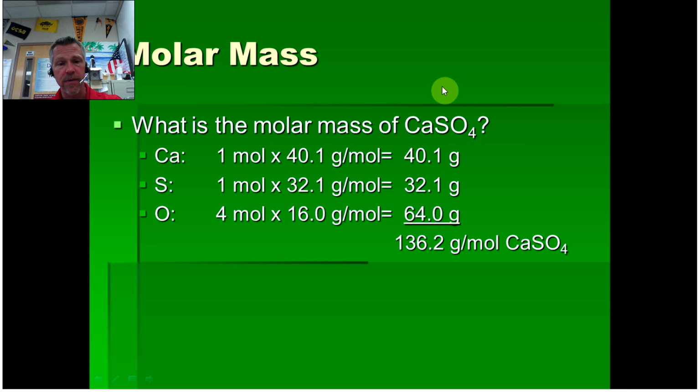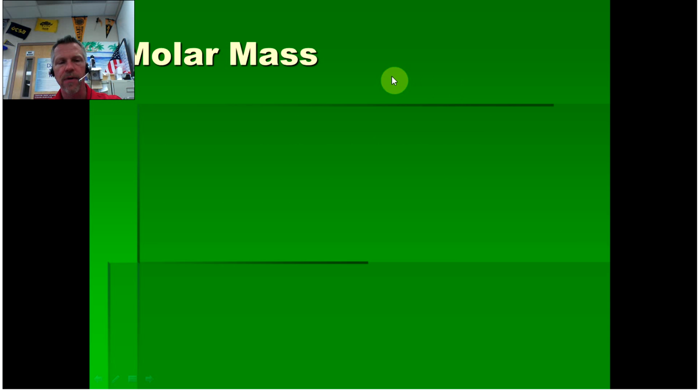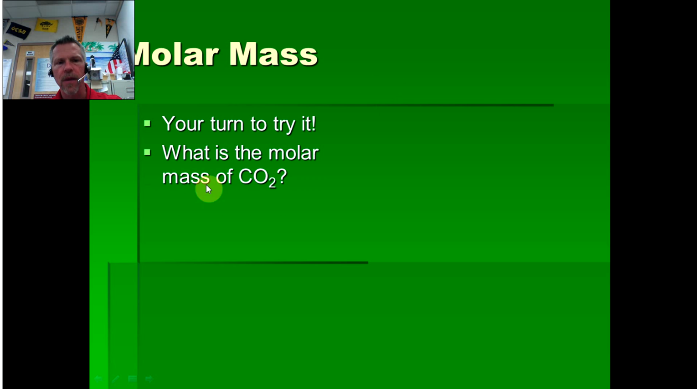You can do any other compounds the same way, and in fact, we're going to practice those next. All right, so your turn. What is the molar mass of carbon dioxide? To answer that, you look at what makes up carbon dioxide. It's 1 carbon and 2 oxygens. So you look at your periodic table and you find the mass of carbon, and then you find the mass of oxygen. And then the formula tells you there's 1 carbon and 2 oxygens. So you're going to add the mass for carbon plus 2 times the mass for oxygen. You should get 44 grams per mole.